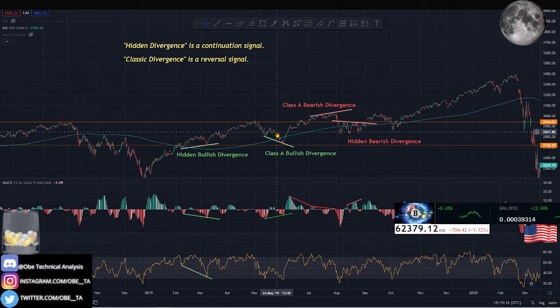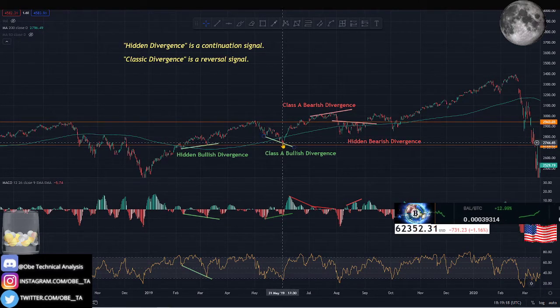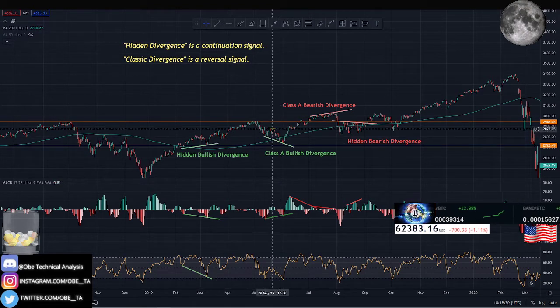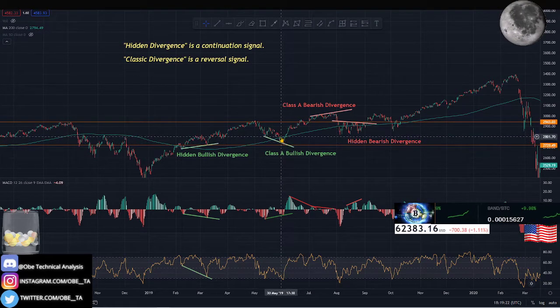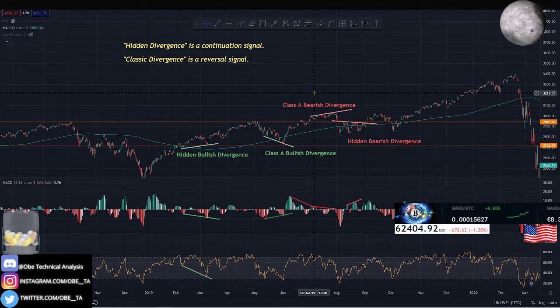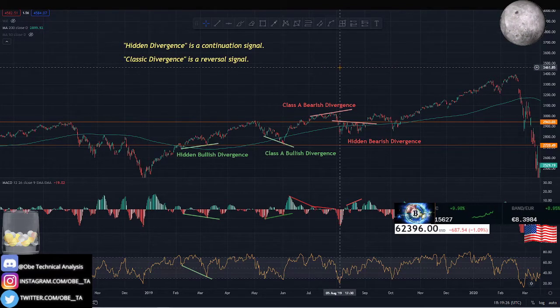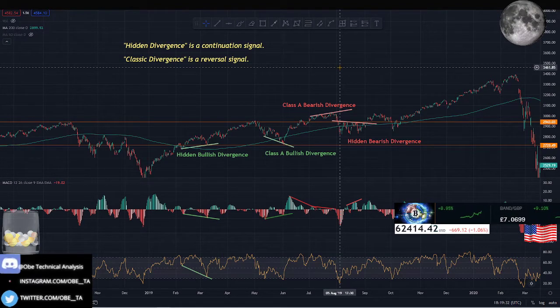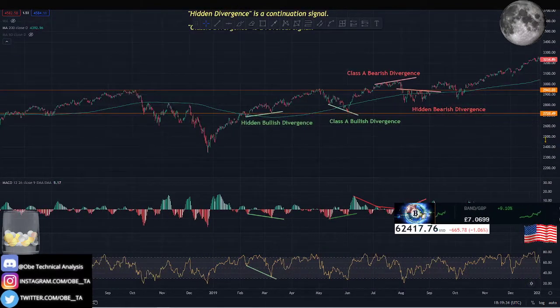It's going to be your reversal signal. So if price is selling off, then the classic divergence should present itself to give an indication that it's going to reverse back to the upside. So just keep that in mind. Hidden divergence is the continuation. Classic divergence is the reversal. So we're going to take a look at hidden divergence first.